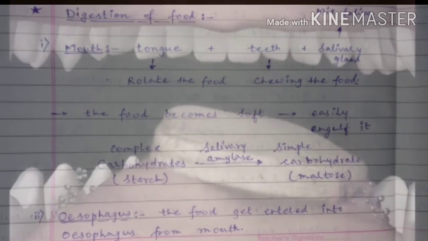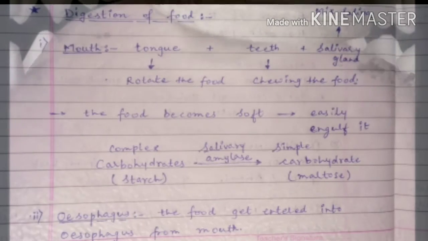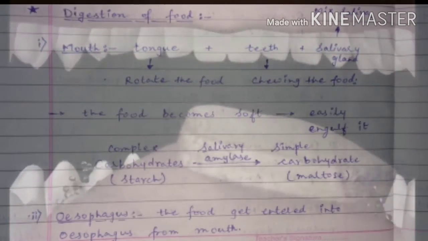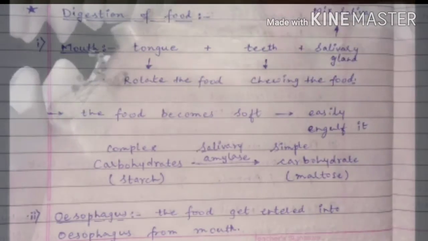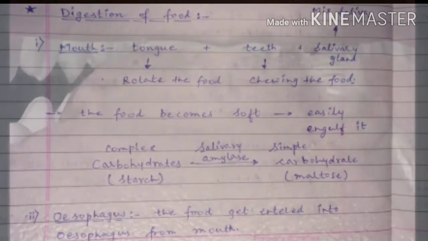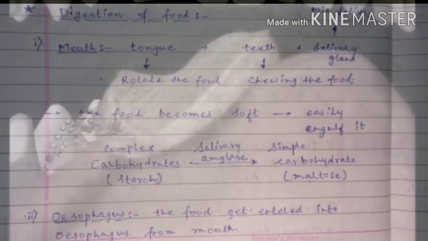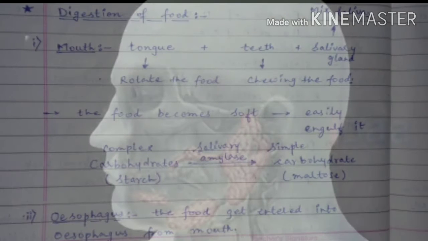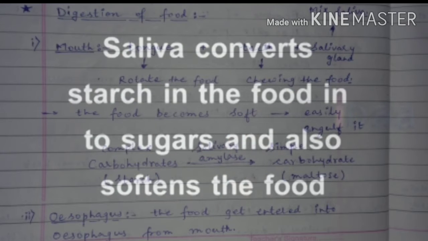Inside the mouth, for the digestion purpose, the tongue, teeth, and salivary glands play an important role. So what is the function of the tongue? You can see on the screen, it rotates the food, and the function of the teeth is chewing the food. Apart from that, there is a salivary gland which releases saliva. Because of that, the food becomes soft and we can easily ingest or engulf it.